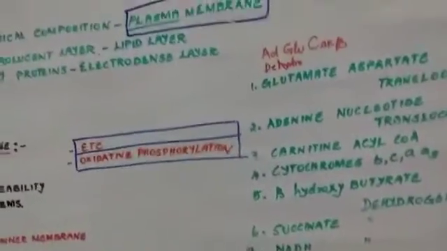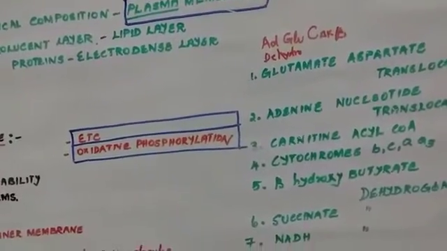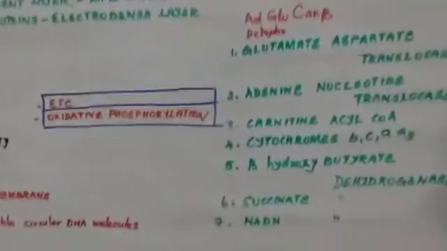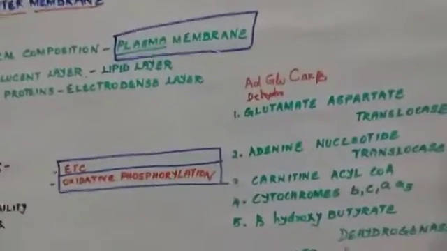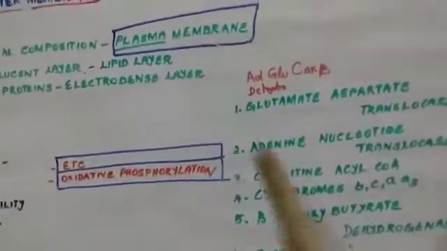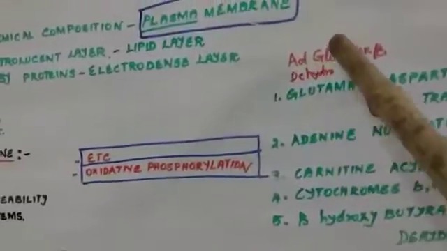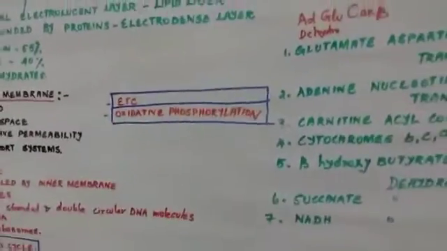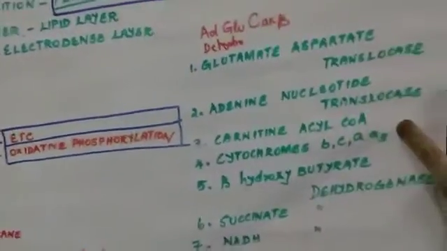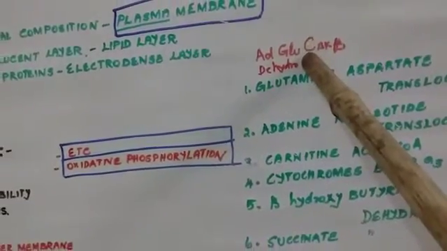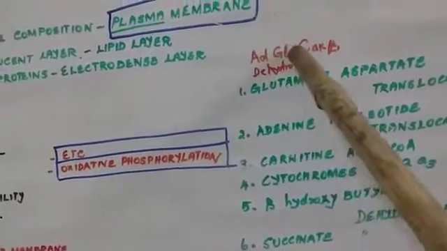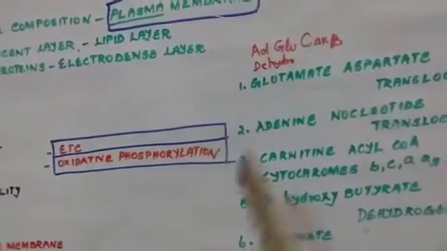I feel the better thing is you can frame a mnemonic that will help you to remember always. When you talk about the inner membrane, here I have written AD. There is an ad about a glucar. You can fantasize that an ad about a glucar has been made. So AD is adenine nucleotide translocase. Translocase is the same for glutamate aspartate translocase. So adenine nucleotide translocase and glutamate aspartate translocase.